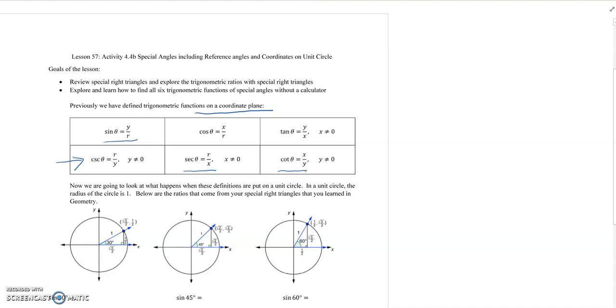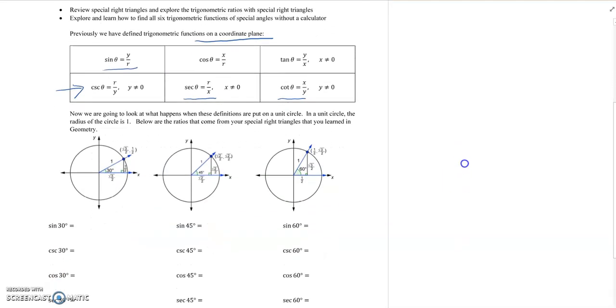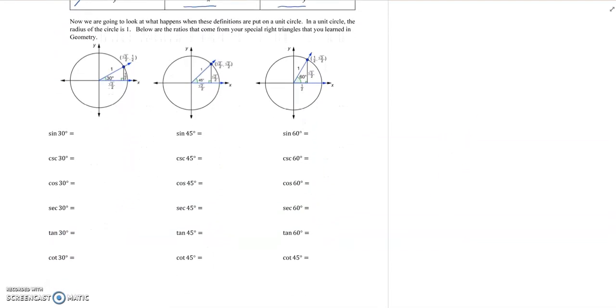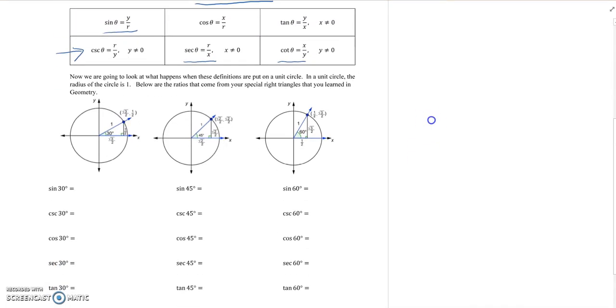Today we're going to look at what happens when these definitions are put on a unit circle. In a unit circle, the radius of the circle is 1. Previously, the radius could be anything, but now we're going to look at what happens when it's 1. Below are the ratios that come from your special right triangles that you learned in geometry. We're going to look at each of these ratios, first at 30 degrees, then 45, and then 60, using the definitions that you learned last class.